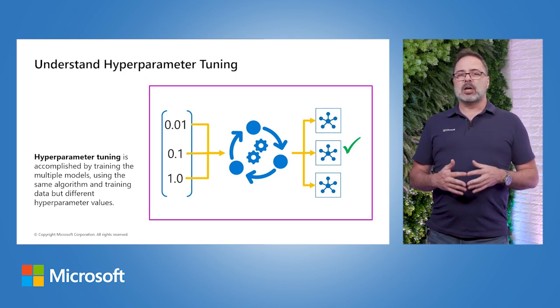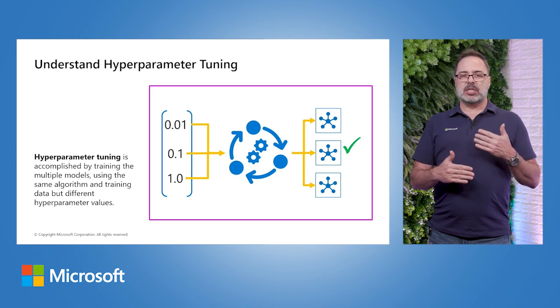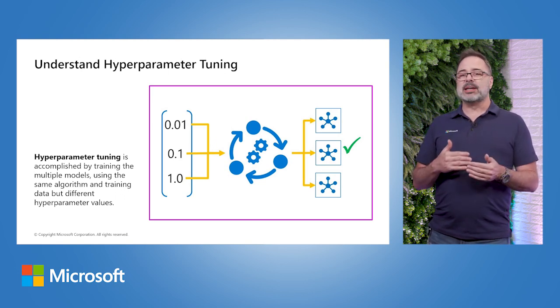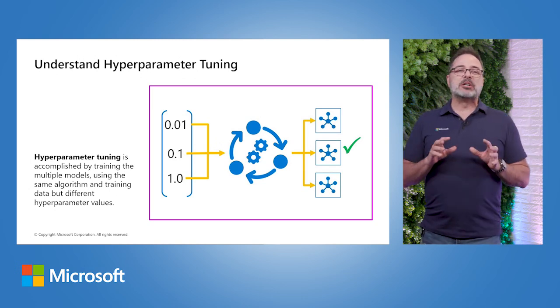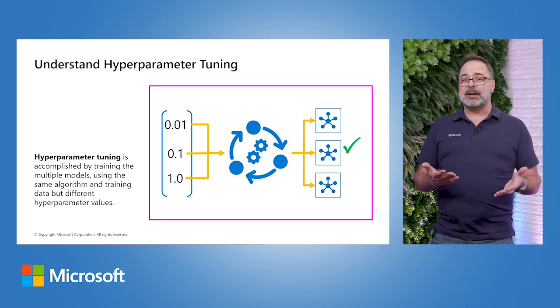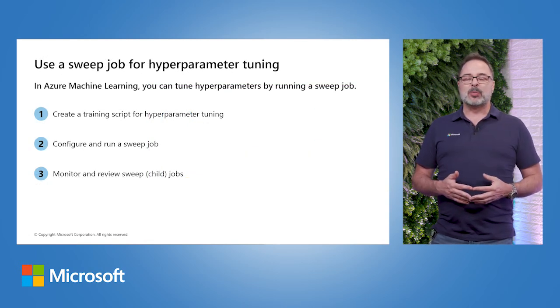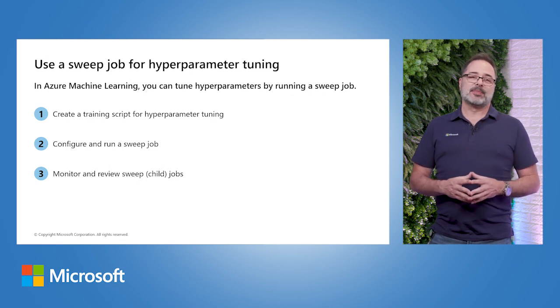When we're talking about hyperparameter tuning, we're configuring the values that we want to set a specific hyperparameter to, including using different values to create different models, so that we can compare the impact of different hyperparameter values on the model training. In the Azure Machine Learning workspace, we would use a sweep job to tune the hyperparameters.